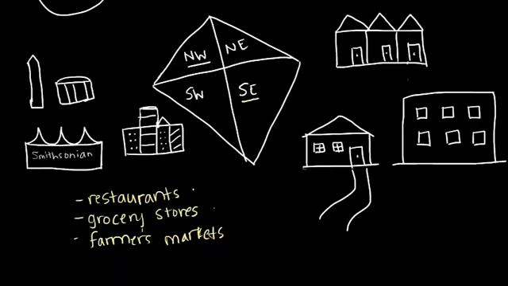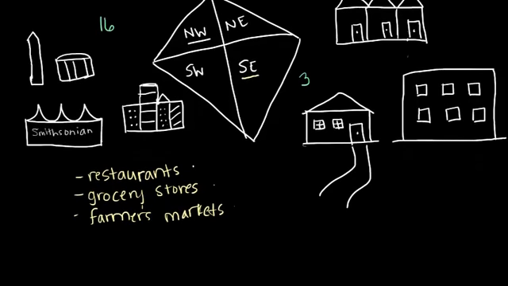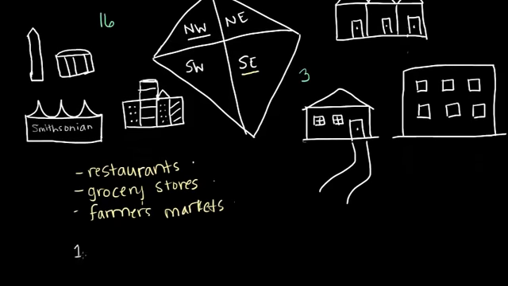But according to a 2009 article in the Washington Post, what they found was that in Northwest DC, there were 16 total grocery stores, and in Southeast, there were only 3. So when it comes to putting that in terms of population, that means that in Northwest DC, there's roughly 1 grocery store per 8,900 people. In Southeast, that means there's 1 grocery store per 47,000.